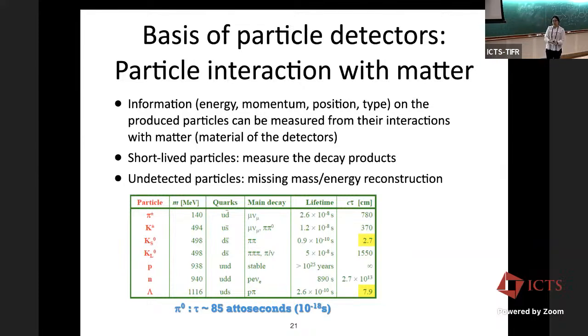There are also undetected particles, for example, neutrino. How do we measure this? You can do that by measuring everything and then reconstructing the missing mass. What's missing? And that's the neutrino this way. Okay?